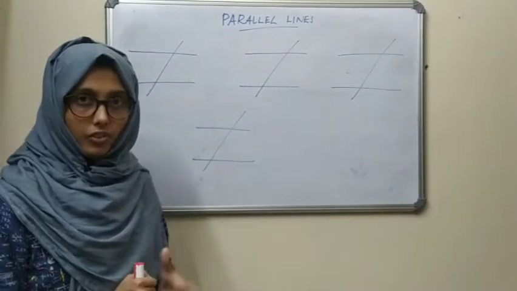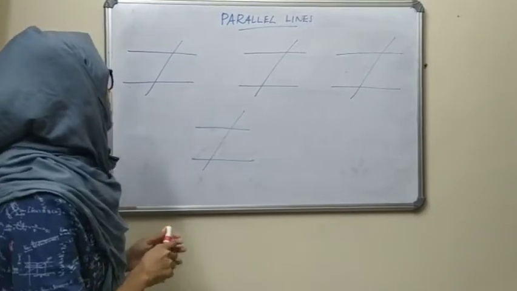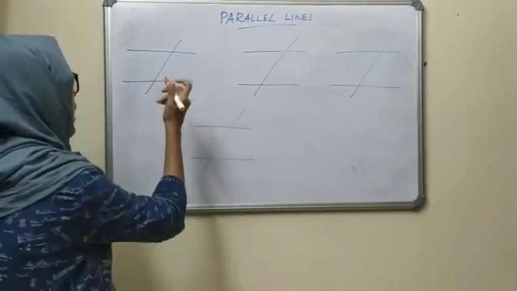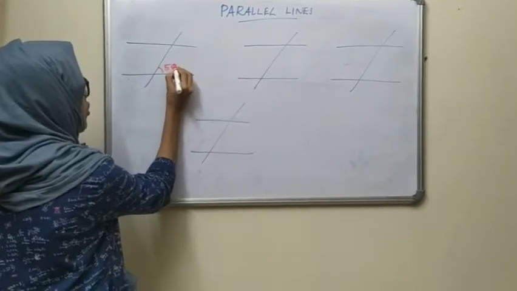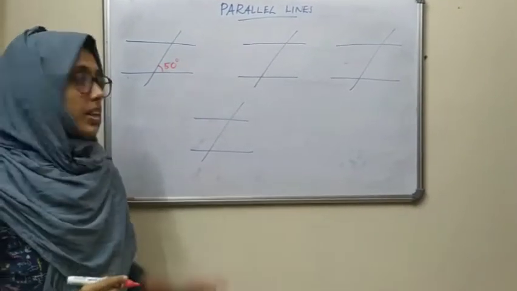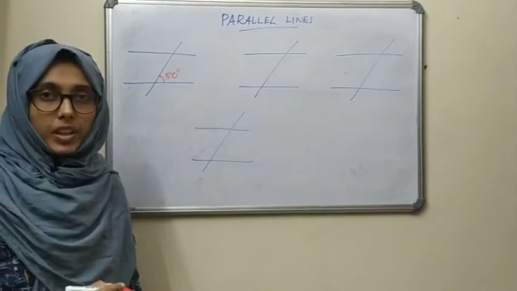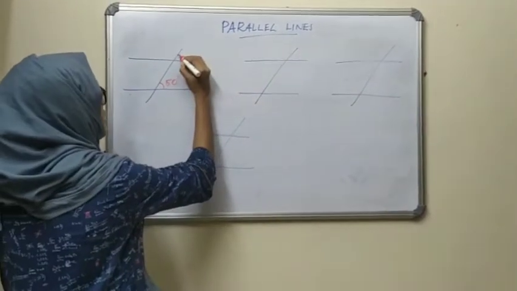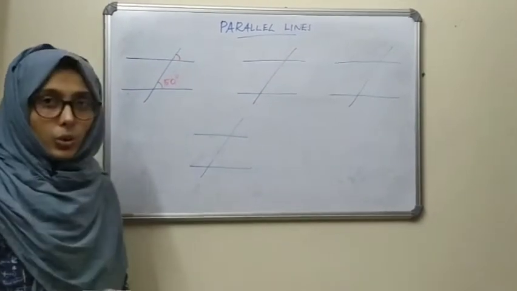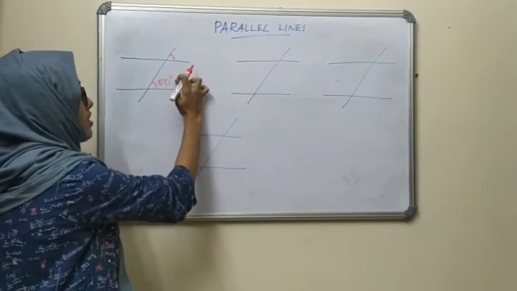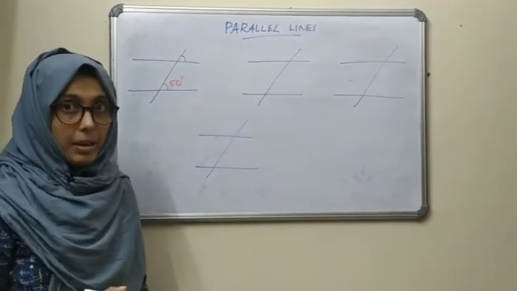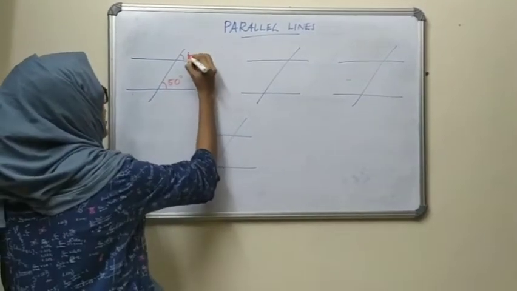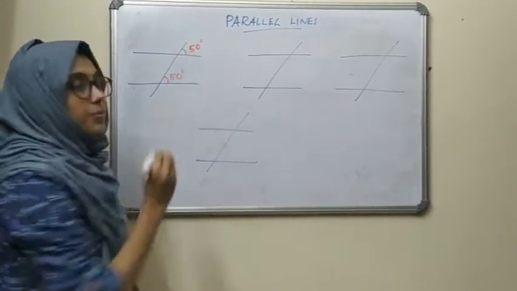You can see 4 figures on this board and I'm going to give angles. Suppose this angle is 50 degrees. Now what will be this angle? You know that these two angles are corresponding angles. They will be the same, isn't it? So this angle will be 50 degrees.